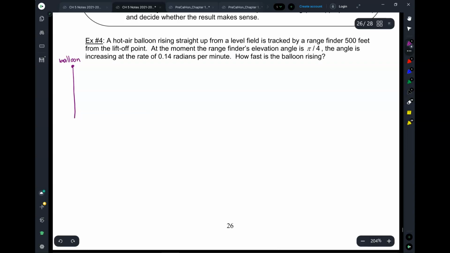500 feet over, there is this machine. It's a rangefinder. It's bolted to the ground, fixed in there. And basically it tracks the balloon and finds how high or low its position is. So this is the rangefinder.